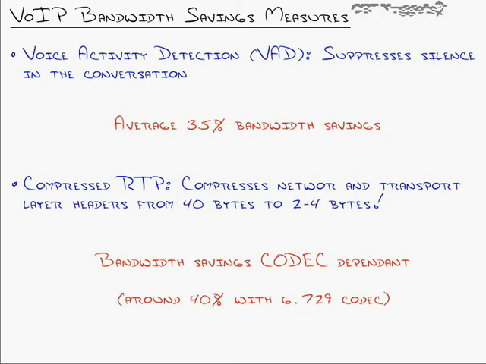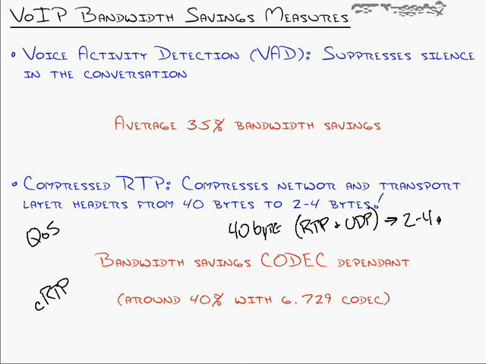The second one where you can calculate some savings is compressed RTP. We'll talk about this specifically in the quality of service section, but CRTP is a system that actually compresses the 40 bytes of RTP and UDP headers. It takes RTP and UDP and compresses those headers down to 2 to 4 bytes.